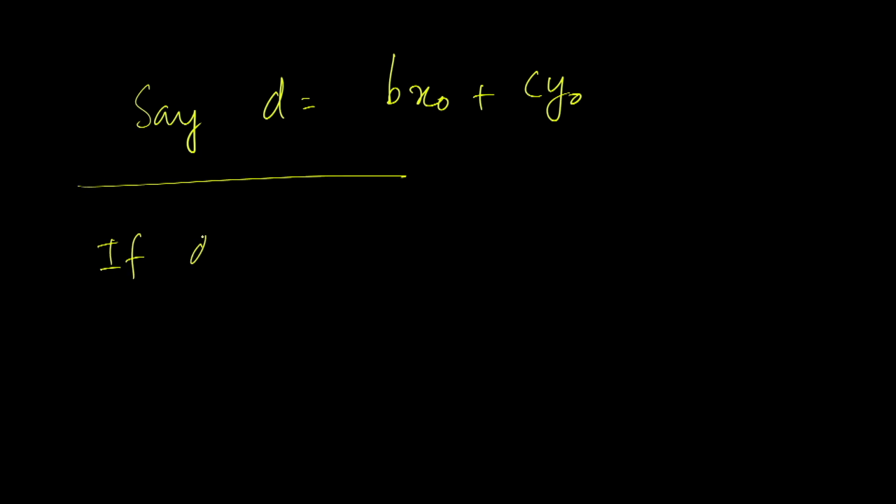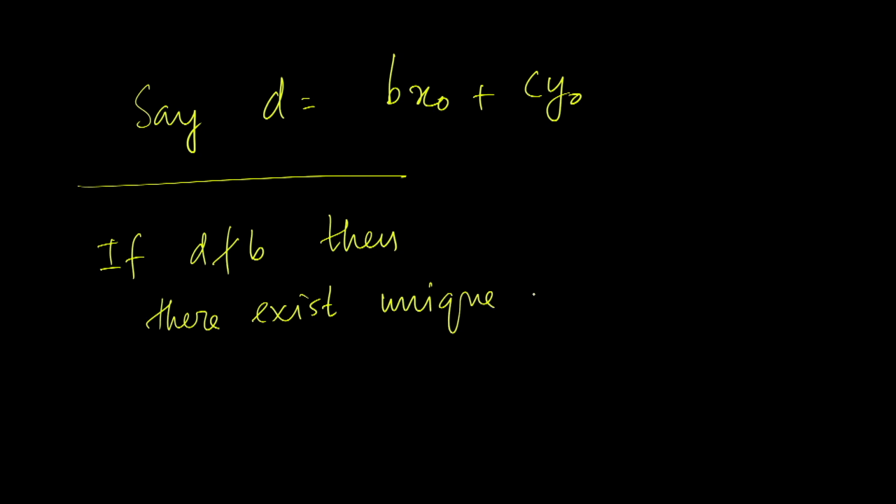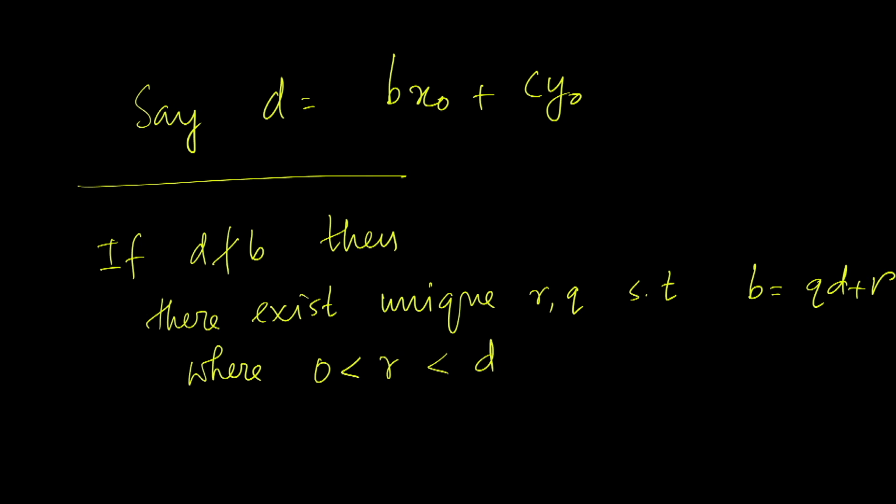If D does not divide B, then there exist unique R and Q such that B is QD plus R, where R is strictly between 0 and D.